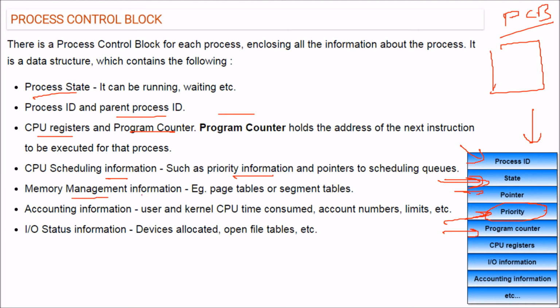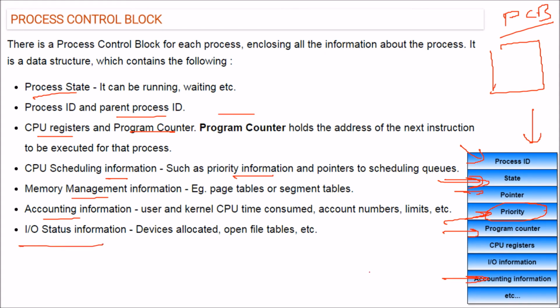Then memory management information. Like the page tables, the segment tables, all the information is in the memory management information. Accounting information. User and kernel CPU time consumed. How much it has consumed. What are the count numbers? What are the limitations? What are the resources? All these things are accounted in the accounting information.